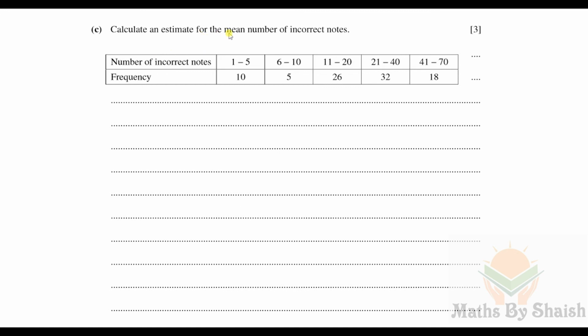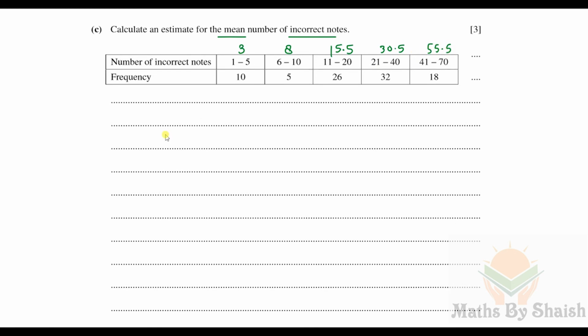Now here is the C part, that is the last question: calculate an estimate for the mean number of incorrect notes. For the mean, we require the mid value in the grouped data and the frequency. Here the mid values are: 1 plus 5 divided by 2 is 3, 6 plus 10 divided by 2 is 8, 11 plus 20 divided by 2 is 15.5, 21 plus 40 is 61, divided by 2 is 30.5, and 41 plus 70 divided by 2 is going to be 55.5.